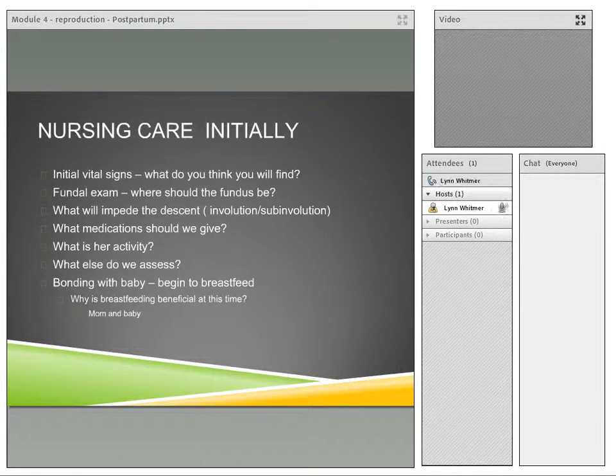What else are we going to assess? Remember your BUBBLE-HE mnemonic: breast, uterus, bladder, bowel, Homans, lochia, episiotomy, Homans, and extremities. So you'll want to do a complete assessment of your patient, especially when they get to the postpartum unit. And bonding with the baby: if she chooses to breastfeed, this is a great time, because it causes uterine contractions, which will decrease the amount of bleeding and put her at less risk for a postpartum hemorrhage.